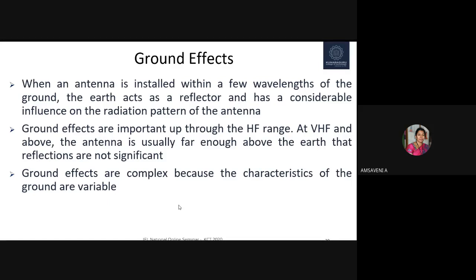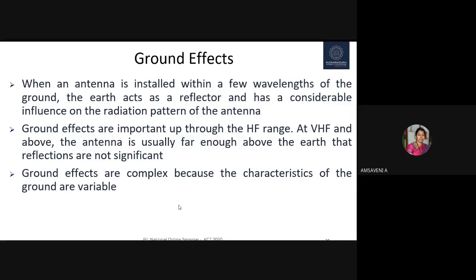So when an antenna is installed within a few wavelengths of the ground, the earth acts as a reflector and has a considerable influence on the radiation pattern of the antenna. Ground effects are important through the high frequency range, and at very high frequency and above, the antenna will usually be far above the earth so that the reflections are not significant.